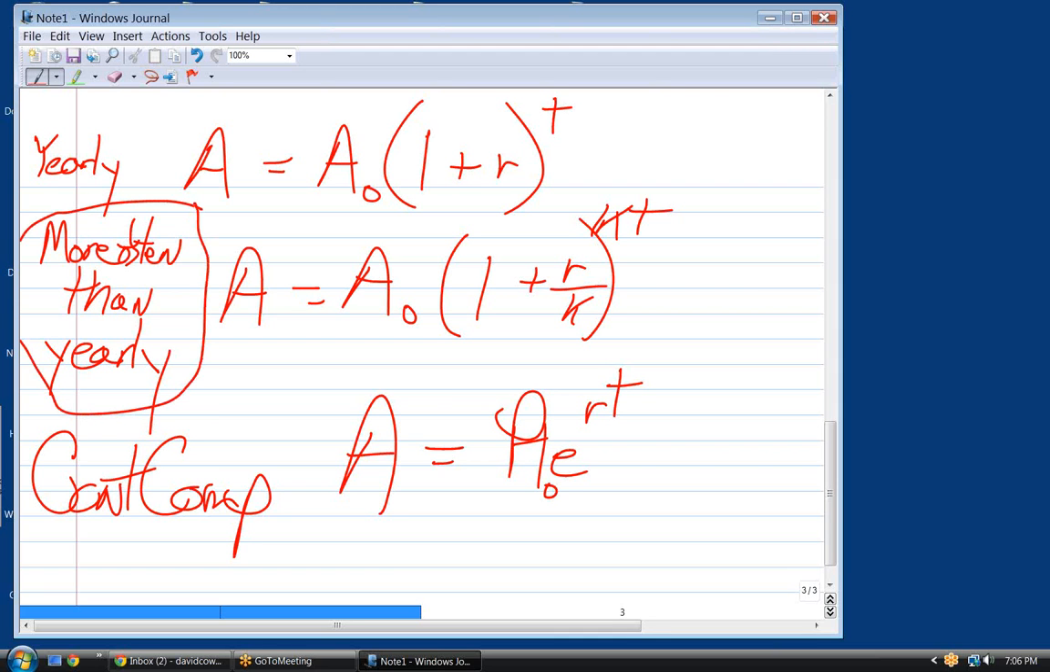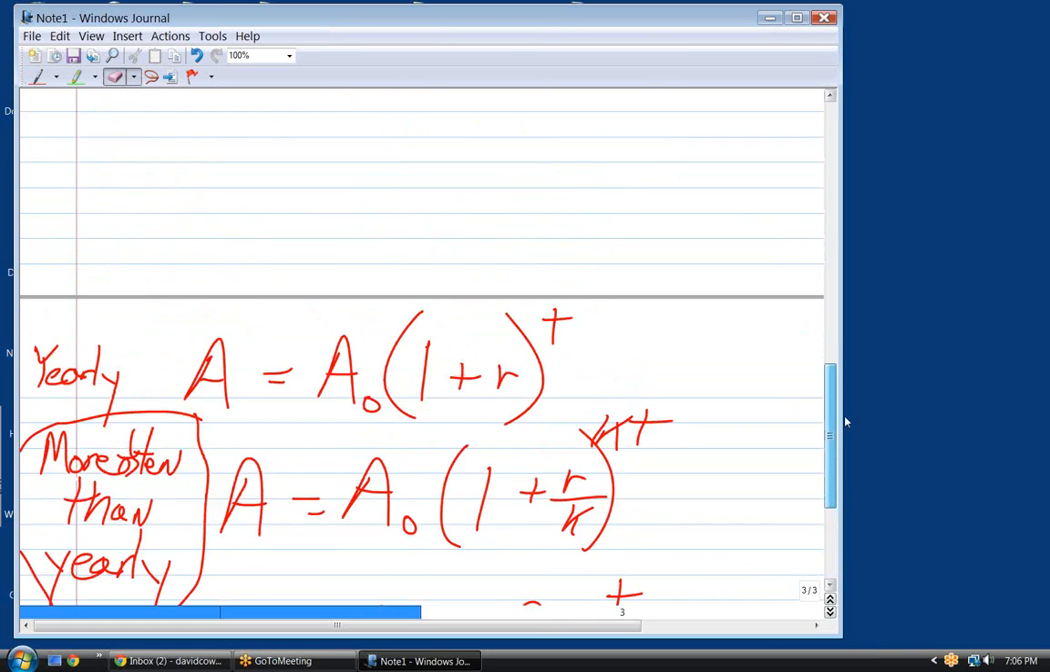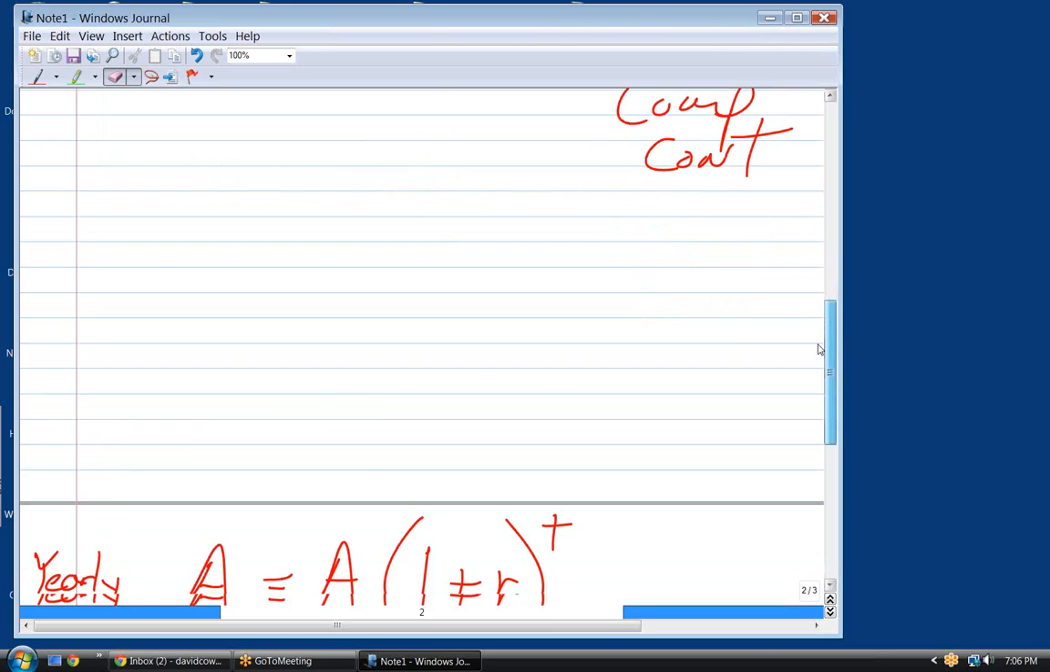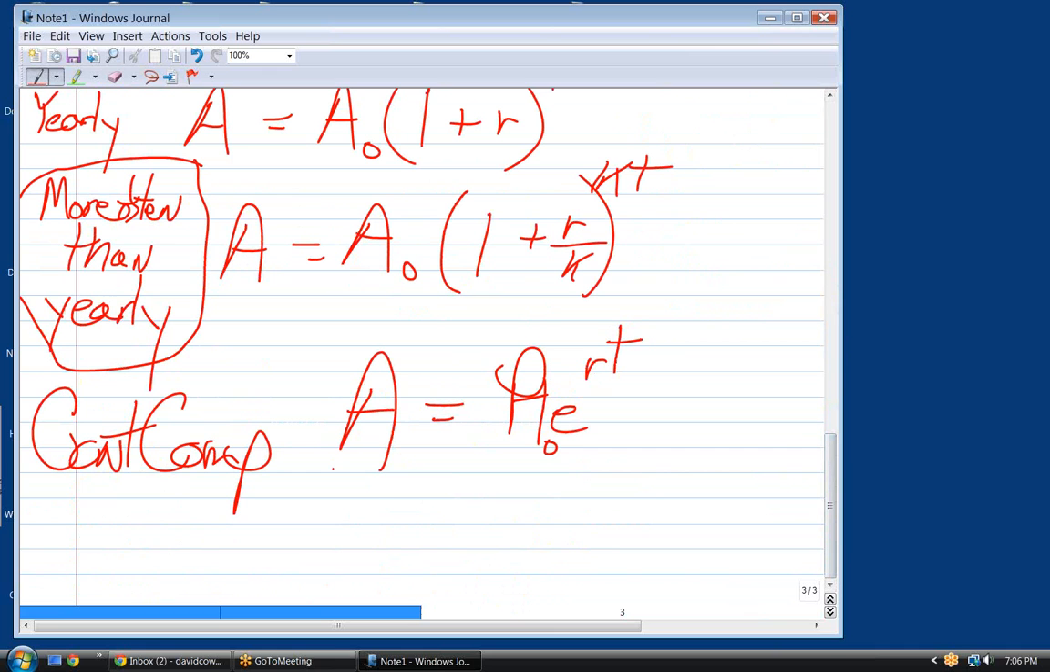Notice that if you were to compound it continuously, K is infinity. In other words, doing it continuously is an infinite number of times per year. And if I plug in K going to infinity into the middle equation, I end up with this. That's how I get E into the picture. So, for our problem, we've got 25,000, a rate of 2.5 and 3 years. So we just have to pick the right one to plug it into.